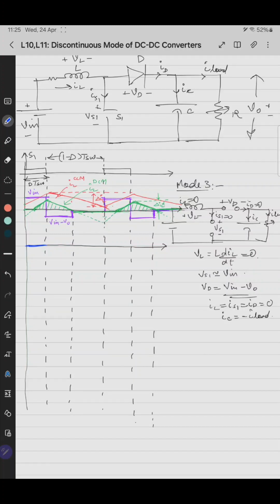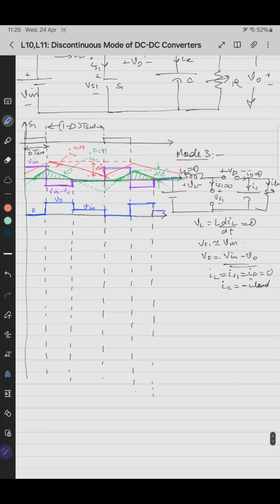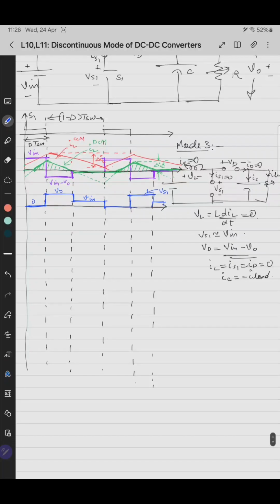No, the voltage across the switch is plus V0. So it is plus V0. This is 0, this is V0. And when the switch and diode both are off, that is in mode 3, Vs1 is almost equal to Vin, and Vin is less than V0. So it is like this. Again 0, V0, Vin. So this is Vs1. Now we'll draw Is1.